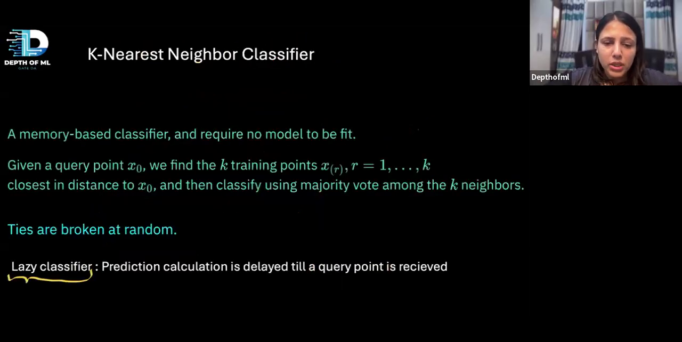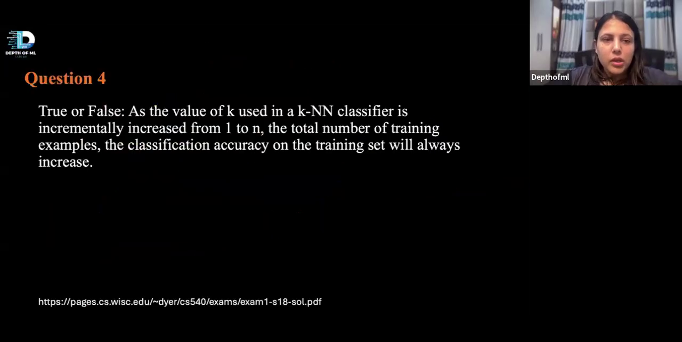Okay. Fine. Now let's do one more question. You have to tell me whether this is true or false. As the value of K used in a KNN classifier is incrementally increased from 1 to n, where n is your total number of training data points, the classification accuracy of the training set will always increase.